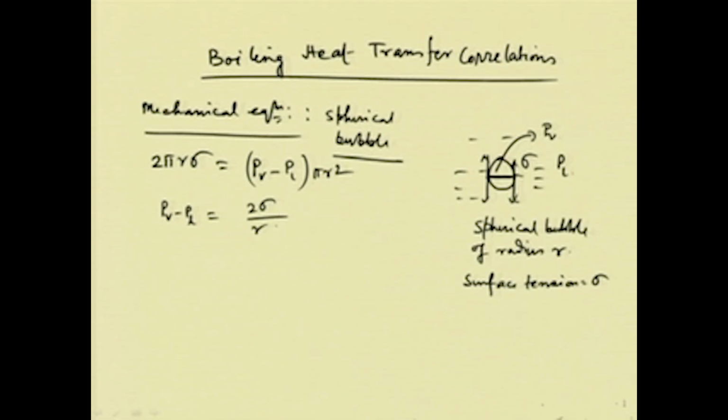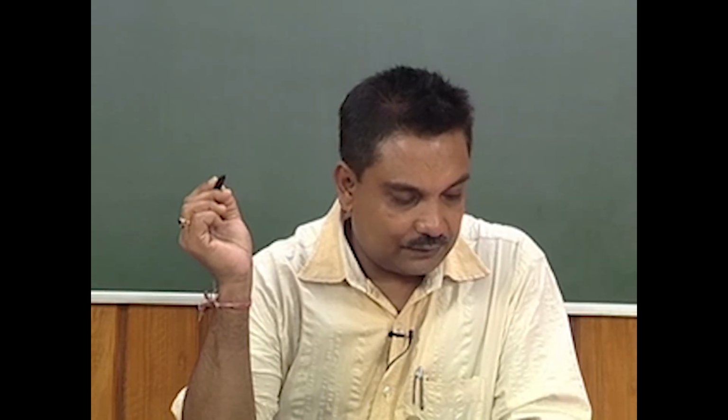This is a very standard relationship. If we know the pressure of the liquid and the surface tension, and we know the radius of the bubble, then we can find the vapor pressure. Or if we know the pressure of the vapor, then we can find the radius of the bubble.